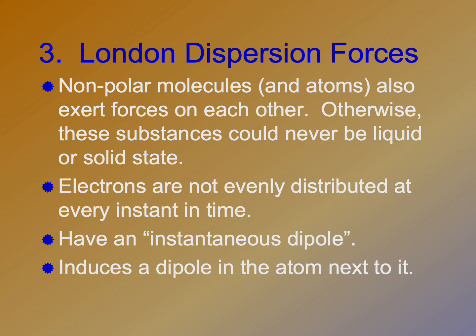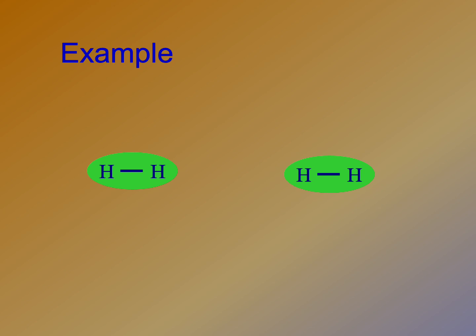To show you what this looks like, here we have two hydrogens that are nonpolar. Right now the electrons are equally distributed. But if in one of the hydrogens the electrons move more towards one side, we end up with a slightly positive end and a slightly negative end. That causes the electrons in the neighboring hydrogen to shift as well, creating that instantaneous dipole with the positive end and negative end.